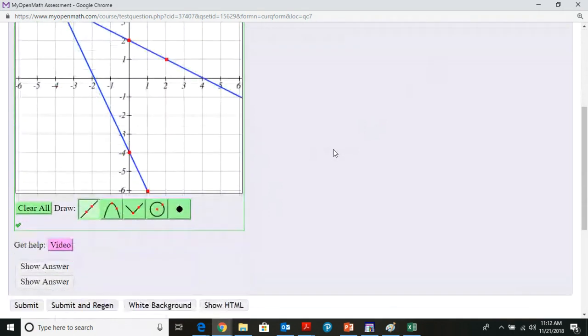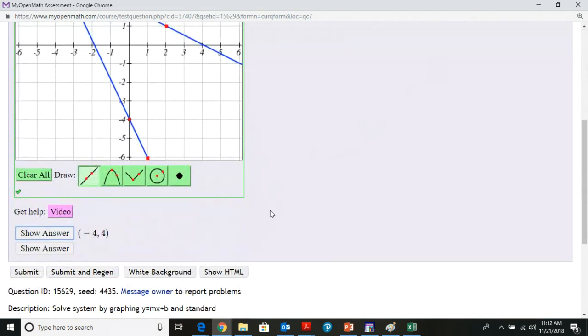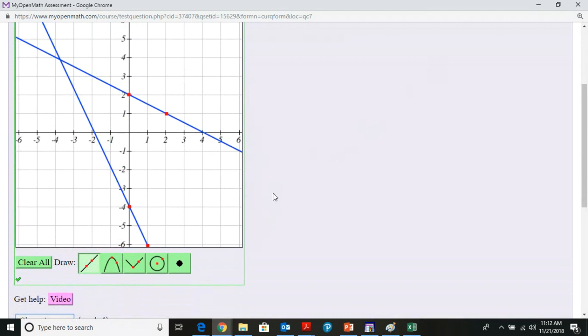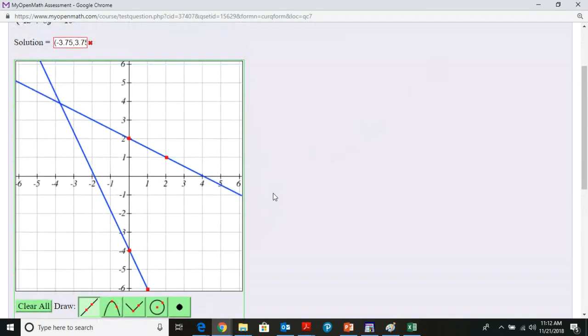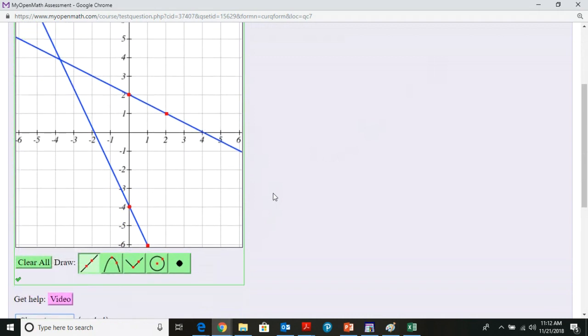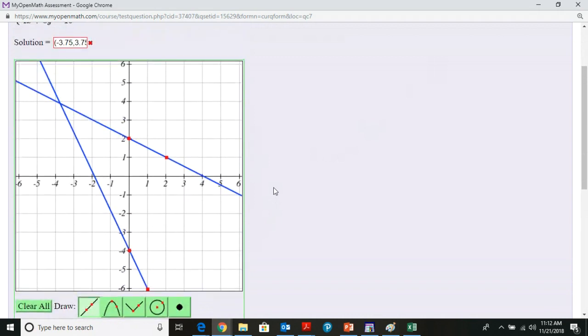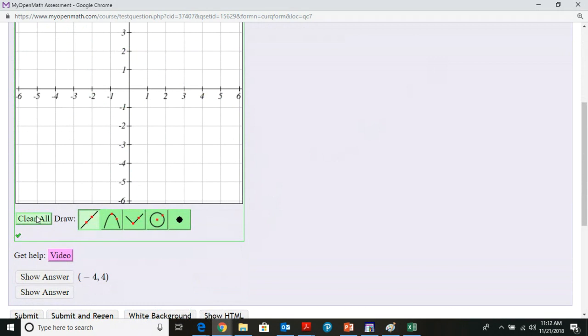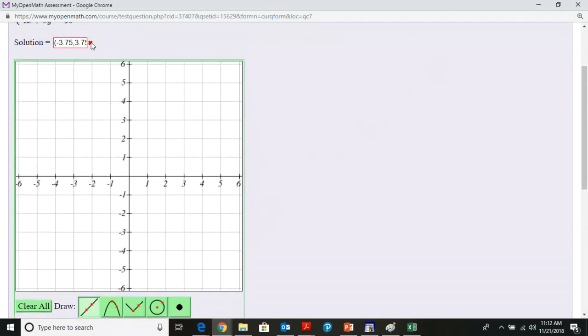It didn't like my point. So let's see what the point should be. Oh, that is not at -4/4. So here's what we've learned from this: I don't know what makes the points look better. Here, let's try another one. Or let's try this one again.